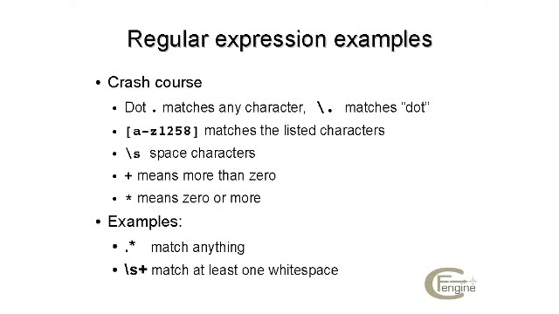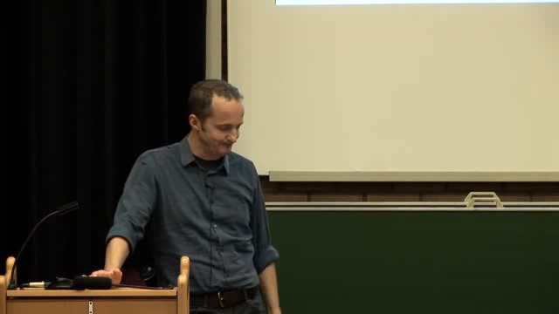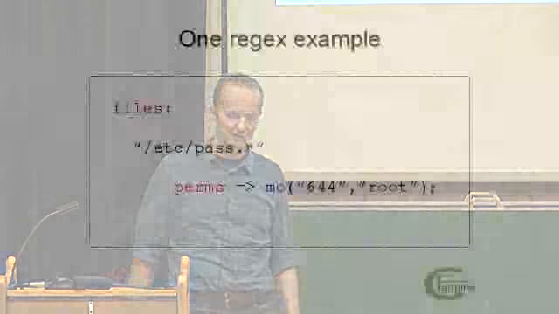So the dot matches any character. Backslash dot escapes things. Backslash escapes things. Character ranges can be matched within square brackets like so. There's a number of backslash characters in Perl compatible expressions. Backslash s is a space, for example. Plus means more than one of the previous character. So backslash s plus would be at least one white space character. Backslash s star would mean 0 or more characters, and so on and so on. You can look these things up.